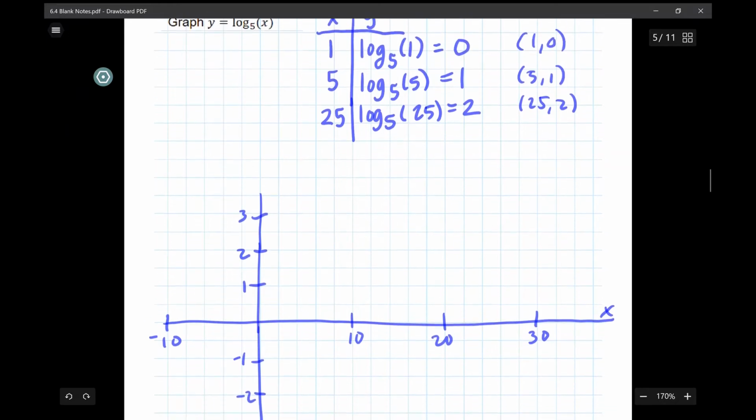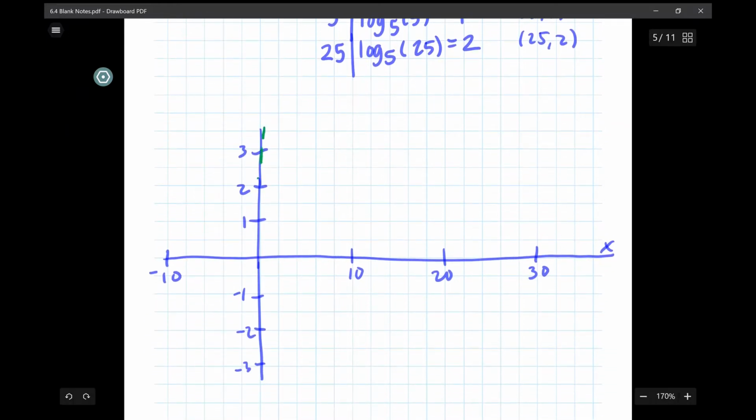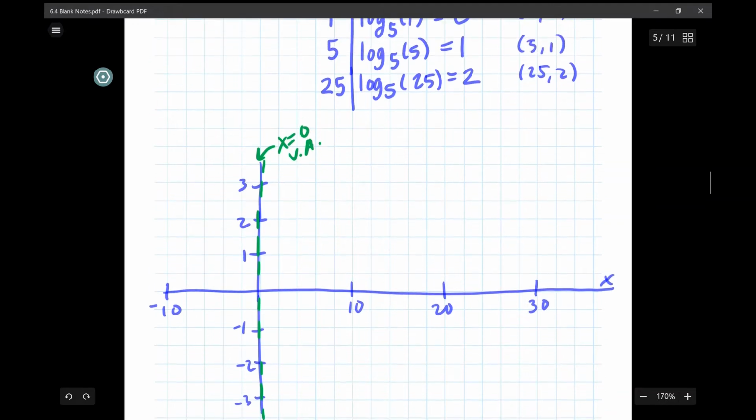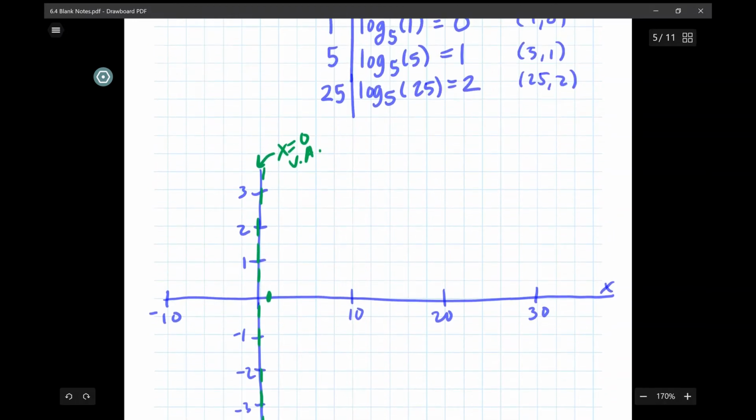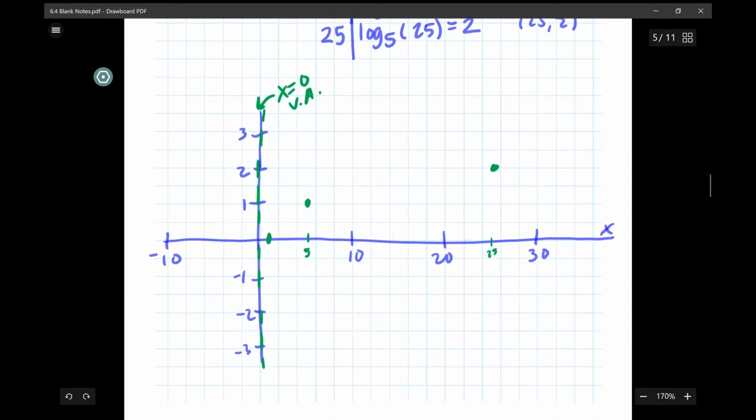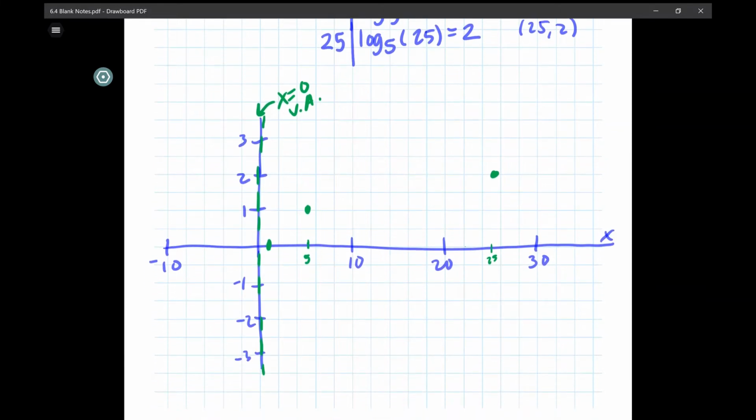All right, so my first point, oh, well, I have my vertical asymptote, x equals 0. Let's put that guy right down here. So I remember that, x equals 0, that's my vertical asymptote. And then I have the point (1, 0), so over 1, up 0, that's right about there. I have over 5, up 1: 1, 2, 3, 4, 5, up 1. And then over 25, up 2: 20, 22, 24, 25 is right here. I'm going to go up 2 for that one. And then I know that as I get close to 0, I'm going to shoot down to negative infinity. So let's just graph it like that.